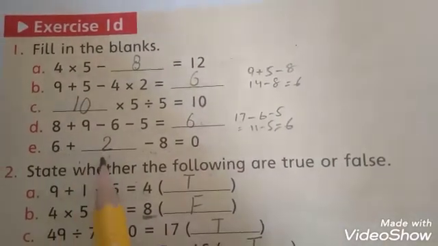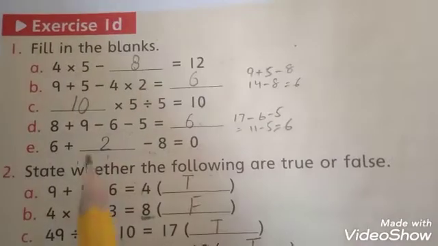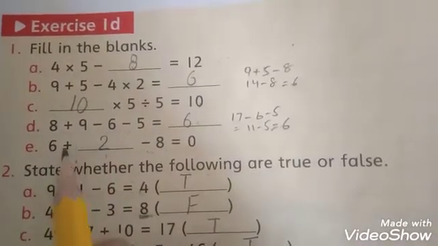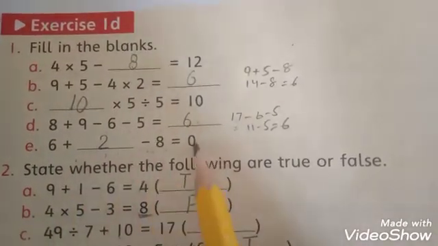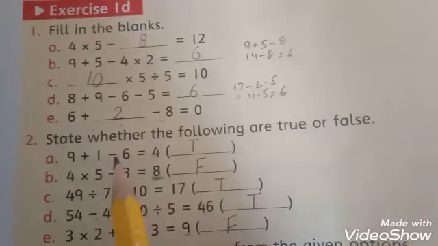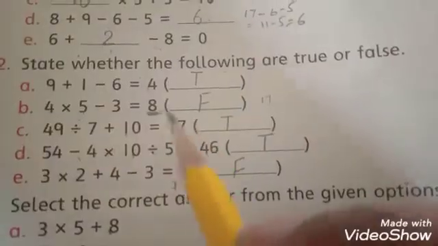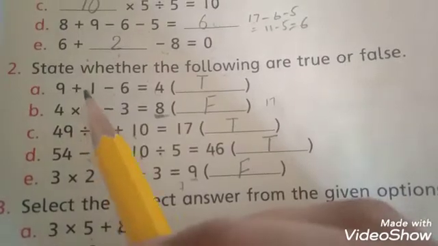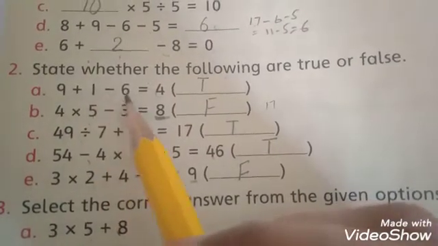6 plus dash minus 8 is equal to 0. We add 2 in 6. 6 plus 2 is 8. 8 minus 8 is equal to 0. Question number 2, true false. 9 plus 1 is 10. 10 minus 6 is equal to 4.